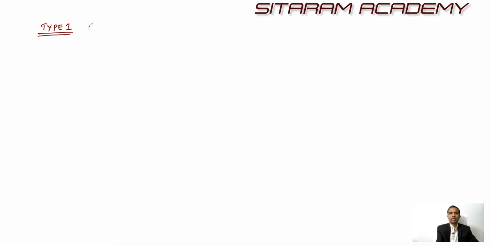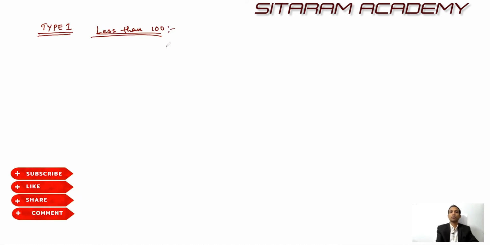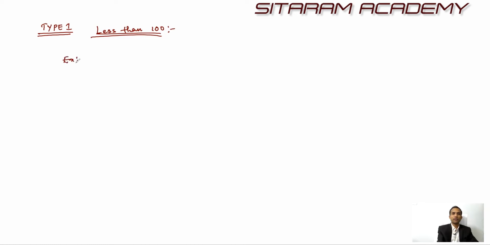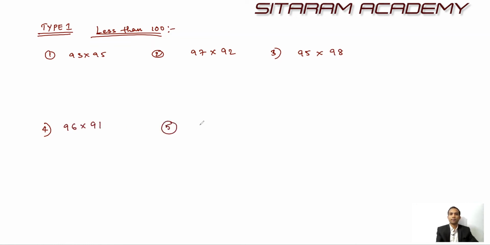So let's start. Type 1 is if the numbers are less than 100. If the two numbers are less than 100 and very near to 100, how to multiply both of them? Let us take some examples. It's very simple and we can do it within seconds. 93 into 95. Second one, 97 into 92. Third one, 95 into 98. Fourth one, 96 into 91. Fifth one, 99 into 94.